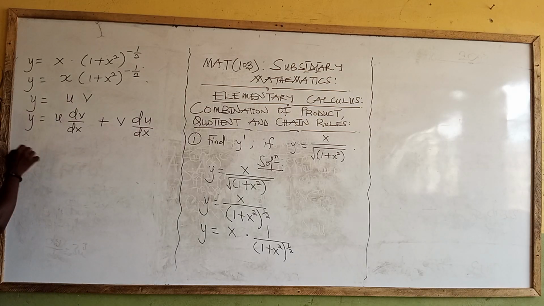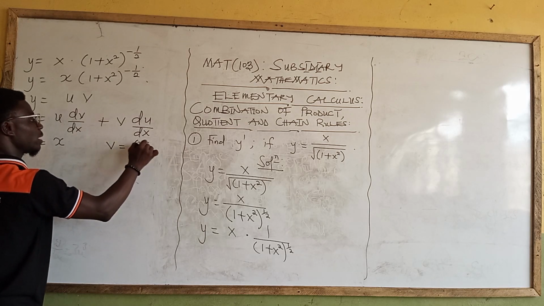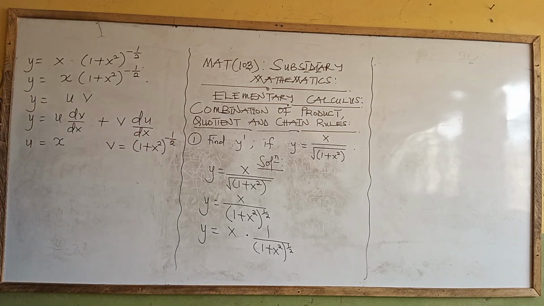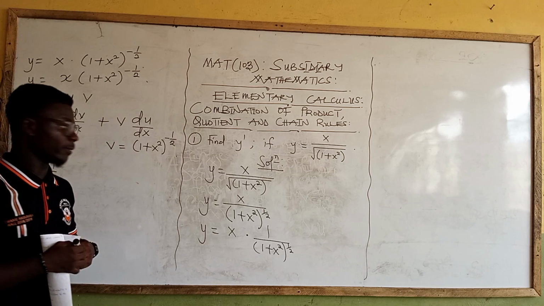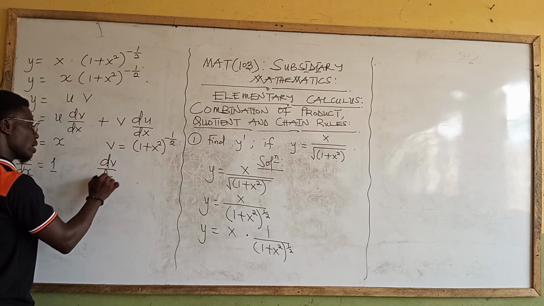So now let's see. My u is x. Then my v is (1 plus x squared) to the power negative 1 half. So now we can differentiate u with respect to x, which is, when I differentiate x, I get 1. Now here, let's differentiate v with respect to x.